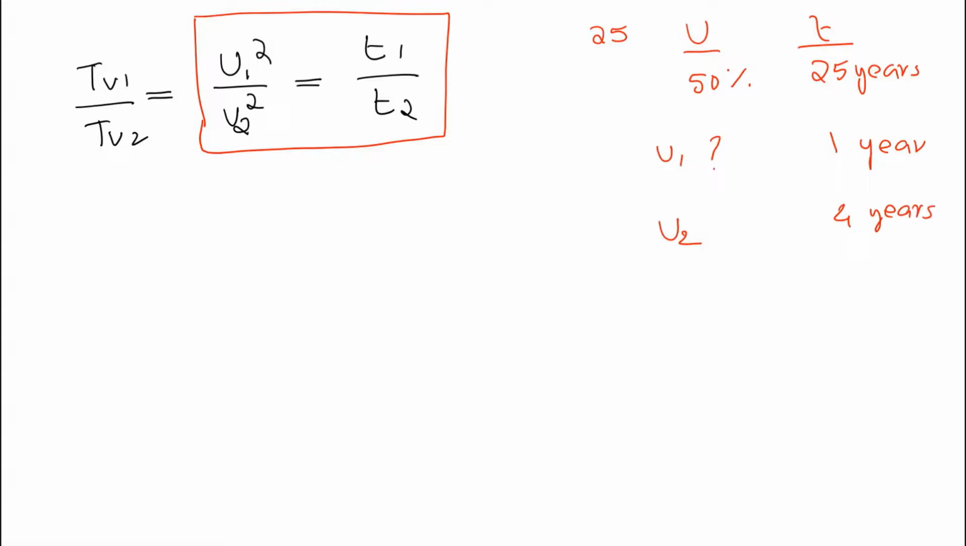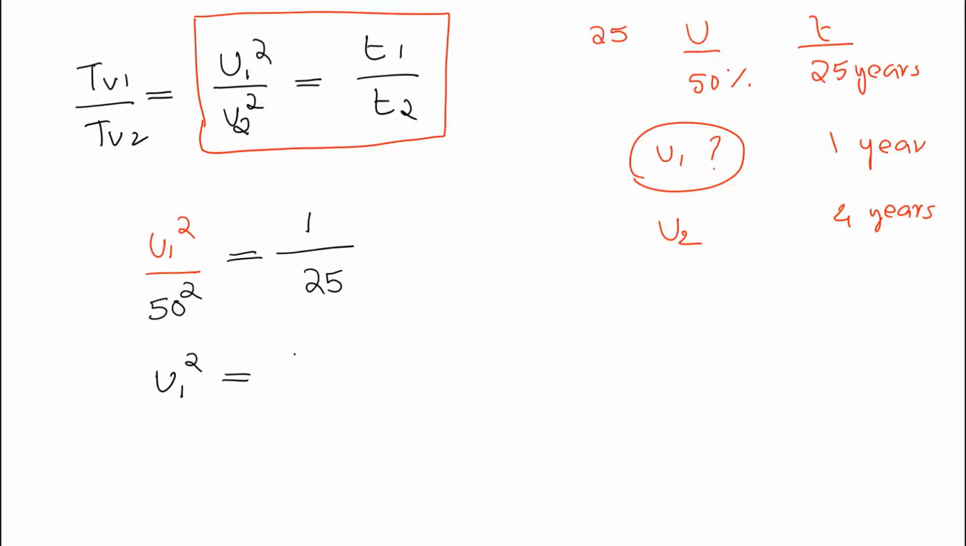Okay, so first I'm finding out U1. U1 square by U1 square corresponding to 1 year, and U2 is our 50%. So 50 square is equal to 25. So what is U1? U1 square is equal to 50 square by 25, which is 100.